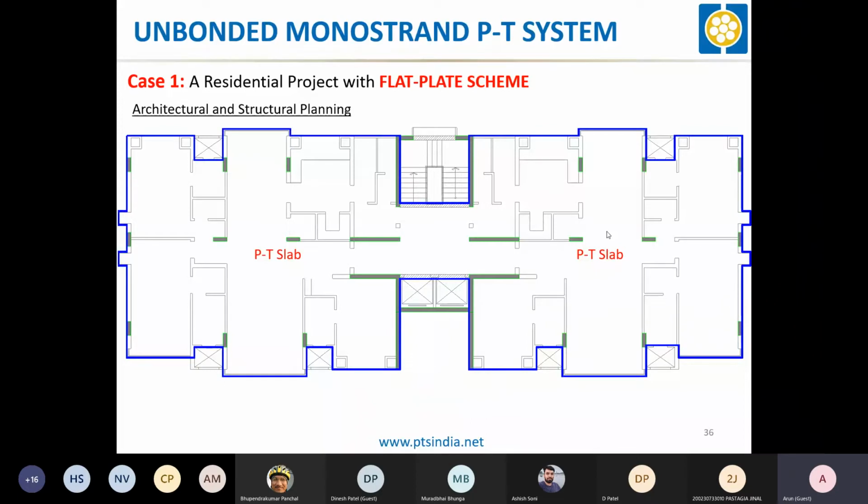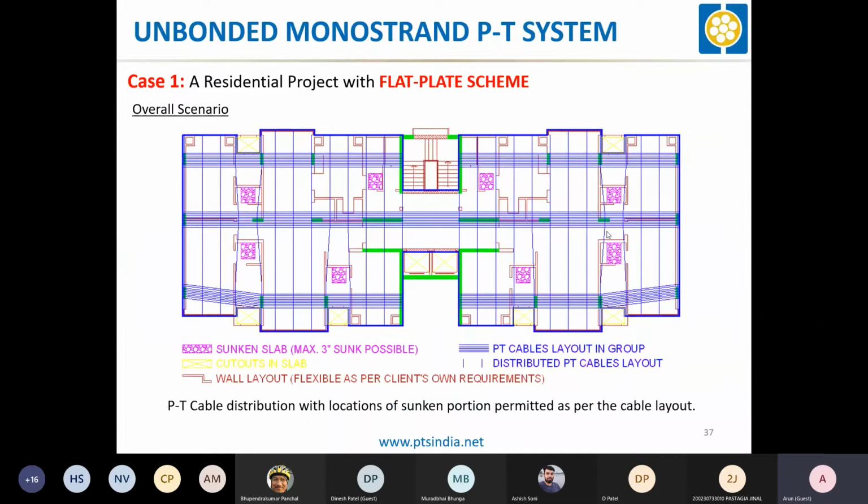So this has been achieved with the help of this kind of schematic layout of the cables, wherein in the vertical direction all the cables are being distributed, and in the horizontal direction you can see that all the cables are being grouped together. So this is known as banded and uniform laying out, right?